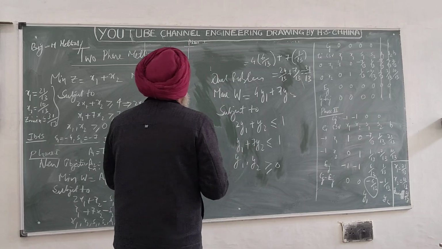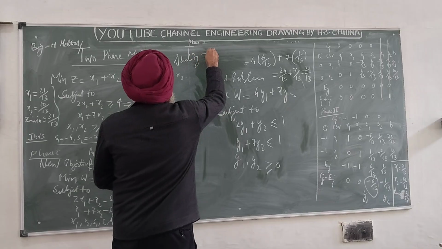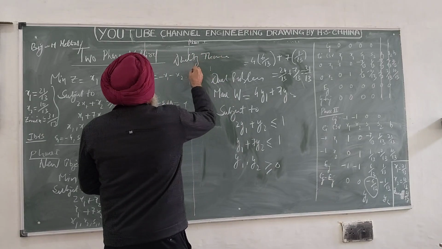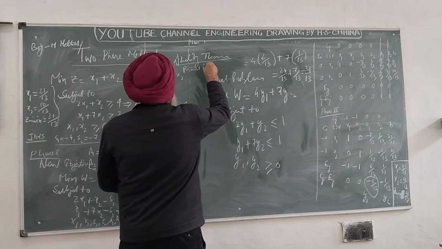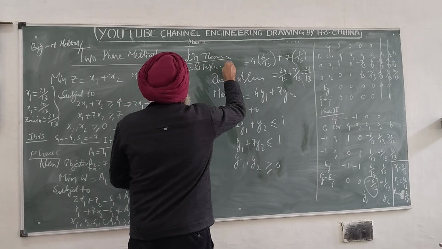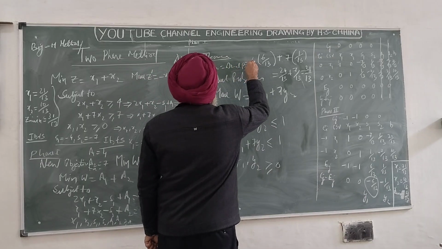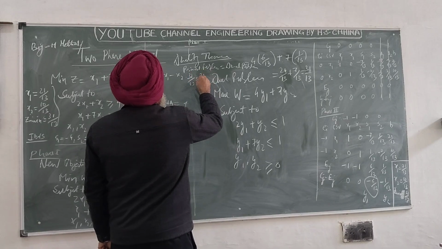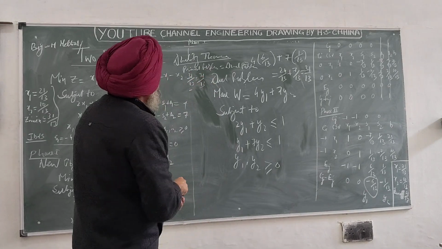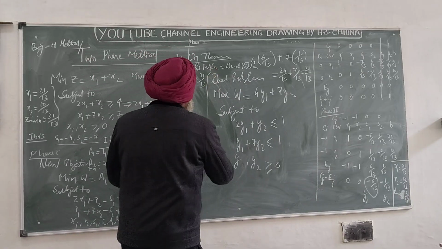What is the duality theorem? The duality theorem states that the result of the primal problem is equal to the result of the dual problem. We got 31 by 13, 31 by 13. So this states that this is the duality. Tomorrow we will discuss this as a problem.